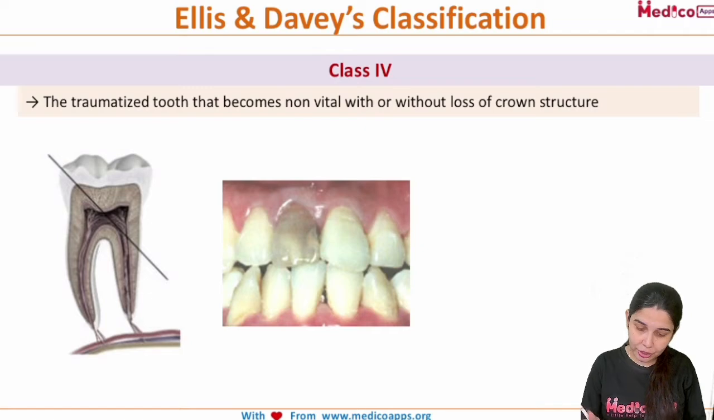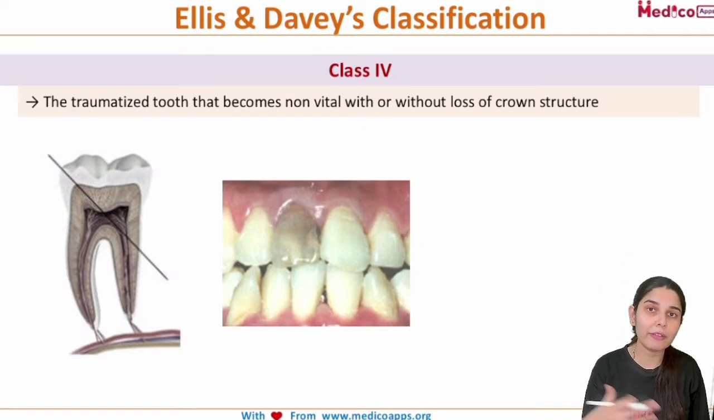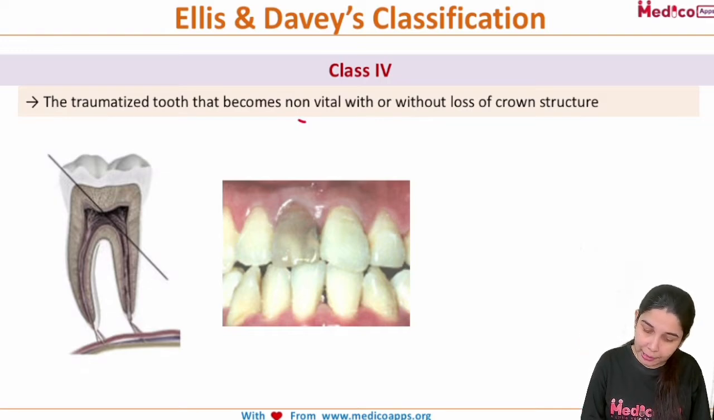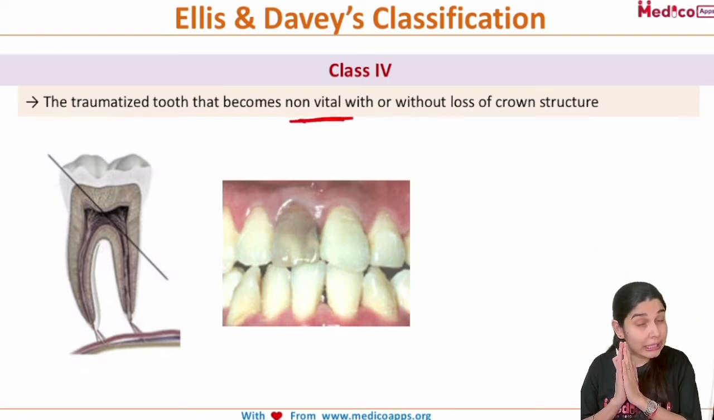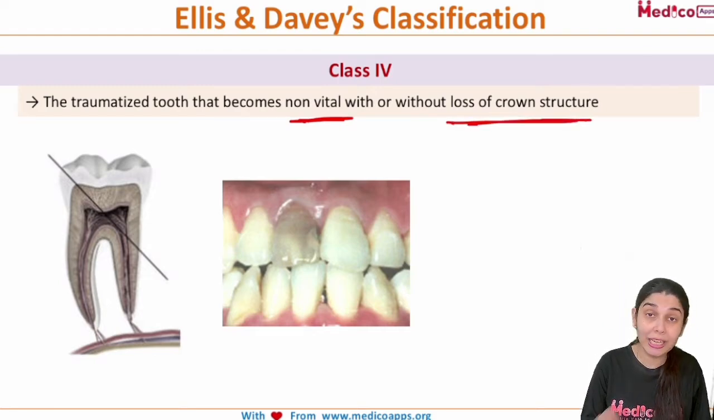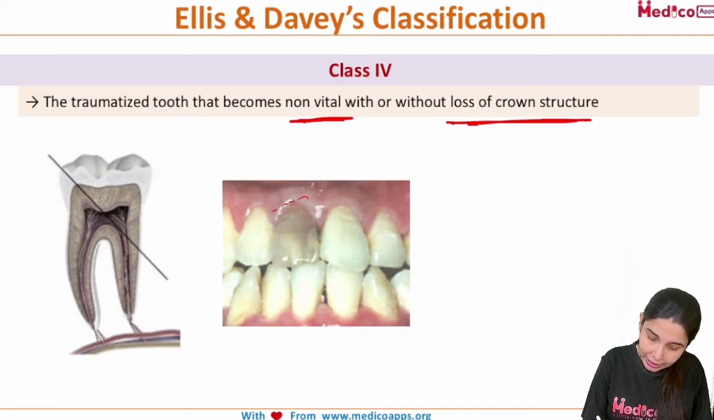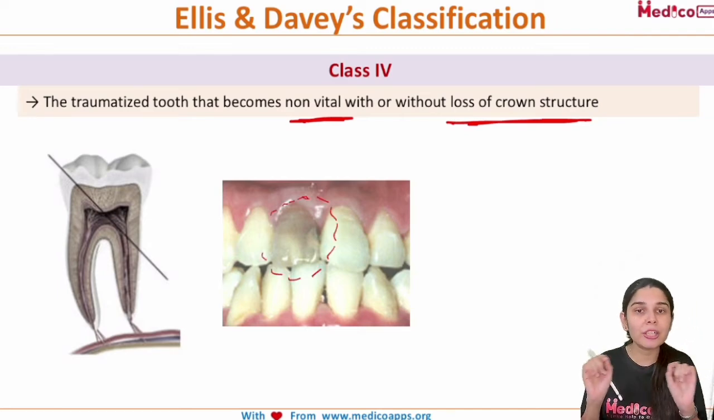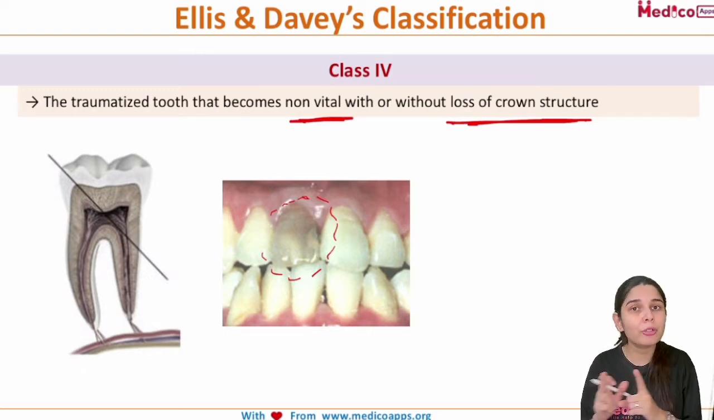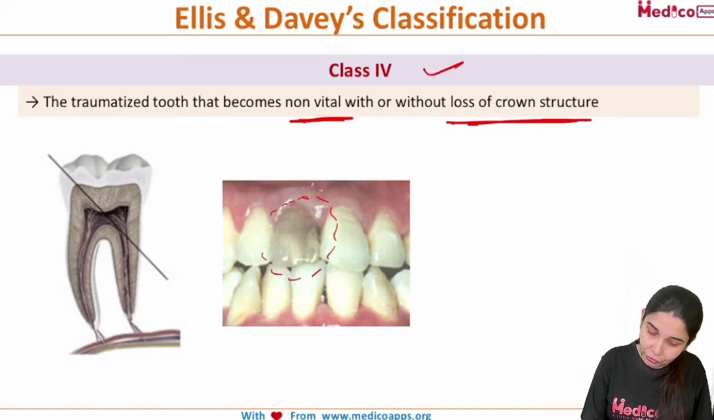So it is a fracture when the tooth is traumatized. Definitely there is tooth trauma. If there is tooth trauma, the tooth becomes non-vital. Now, the tooth becomes non-vital, but it is not necessary that there is loss of the crown structure. As you can see in this image, there is blackish discoloration of the tooth. The crown is not involved, but the tooth color has become blackish because the tooth has become non-vital because of the trauma to the tooth. So that is class 4.